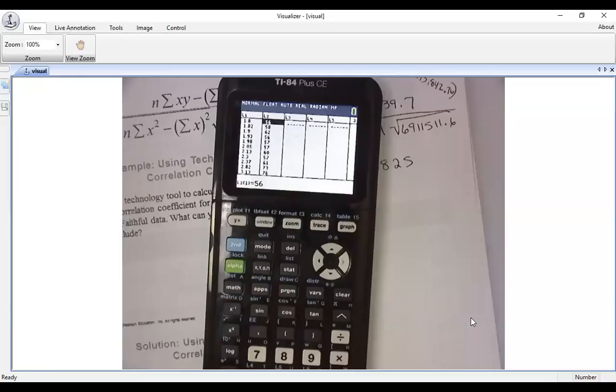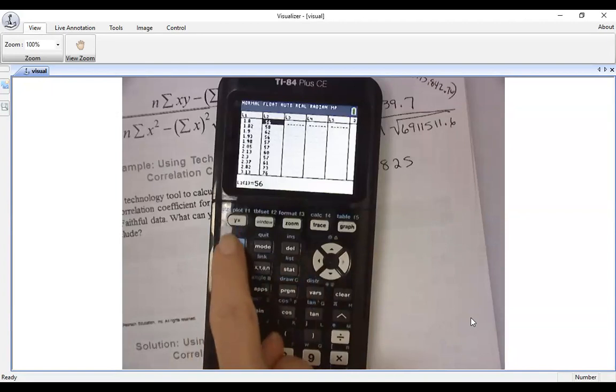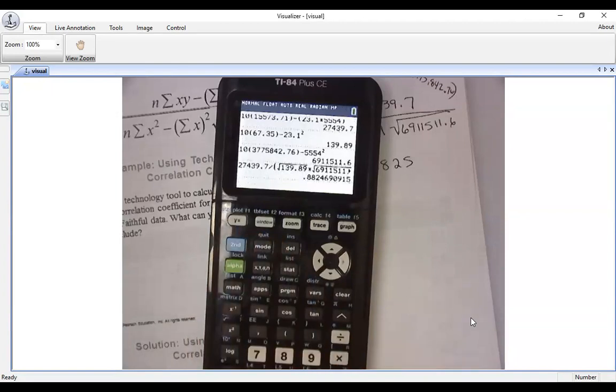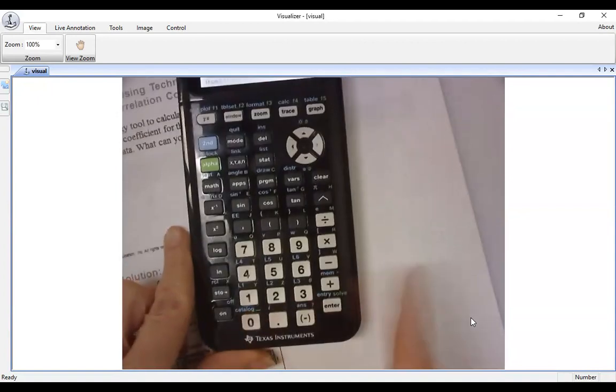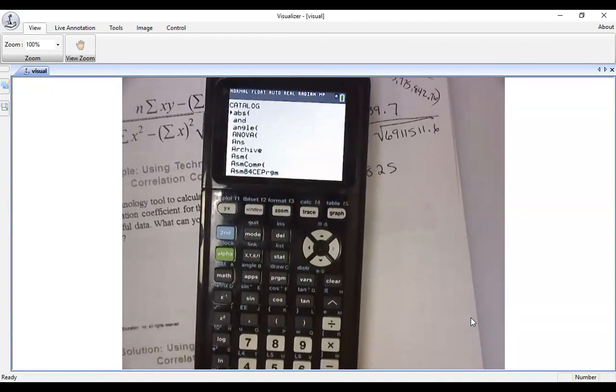Okay, so once I'm here, I'll go second quit to get back to my home screen, and I want to go into second, and I'm going to press 0. So I get into the catalog. Now the catalog is set up to where it's already in alphabetical order. It's kind of like your index. So it's going to show me the A's.